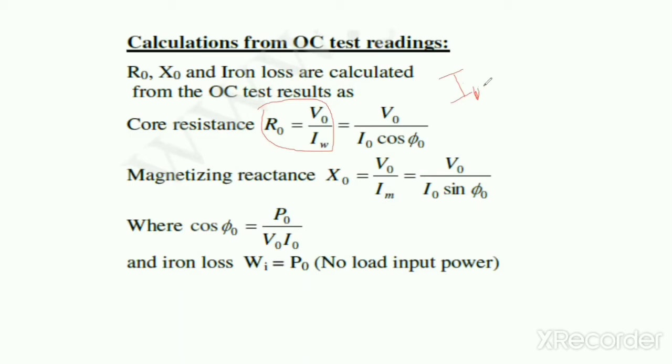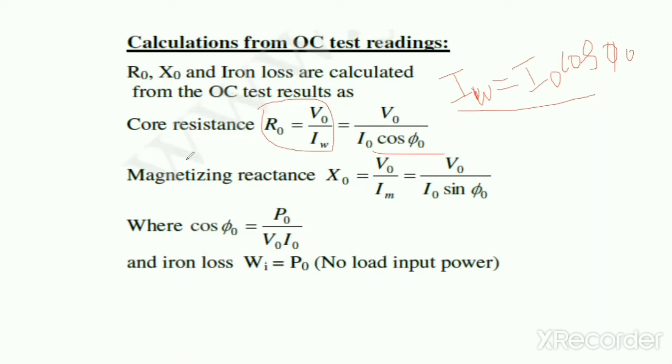IW is the wattless component. What is the formula for that IW? That is I naught cos phi naught. We substitute the IW formula in this equation, so R0 is equal to V naught by I naught cos phi naught.